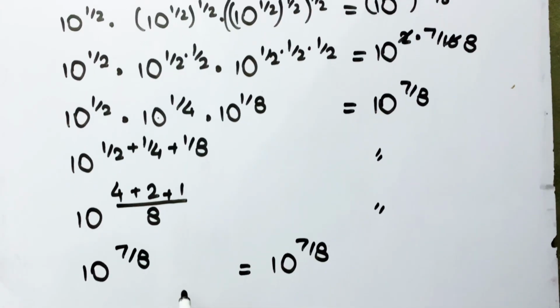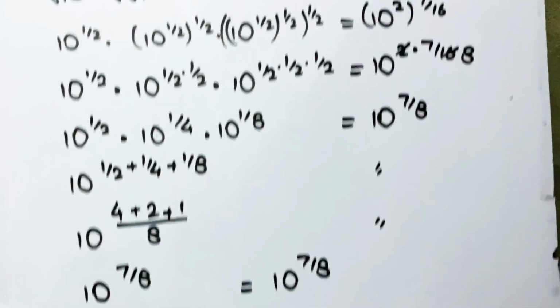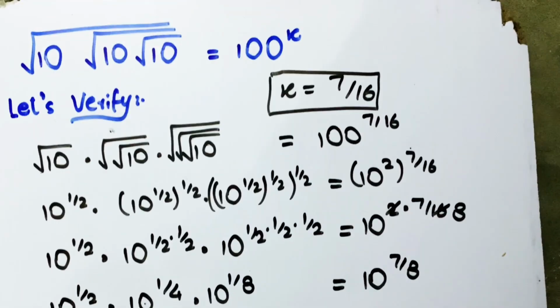So we conclude that the left-hand side is equal to the right-hand side. Our desired solution, x equals 7 by 16, is satisfactory.